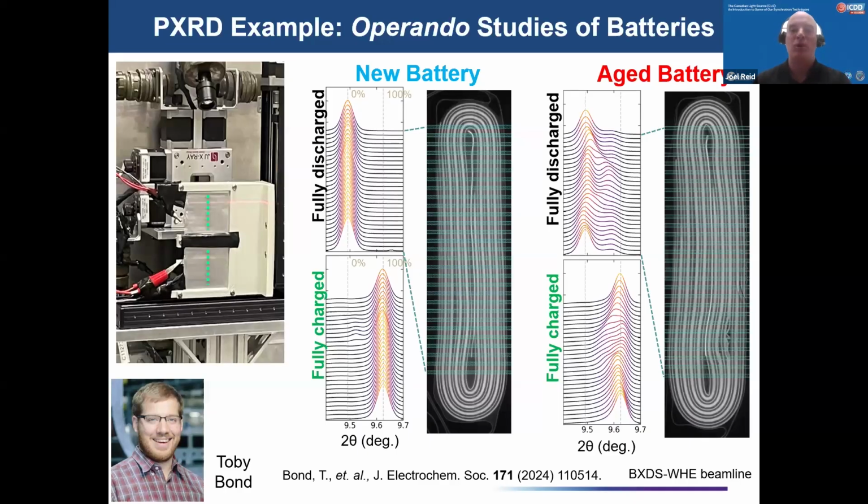This is some recent work led by my industrial colleague, Toby Bond, who also completed his PhD with Jeff Dahn at Dalhousie last year. And these are single peaks from a series of locations in the cathode of a new battery on the left and an aged battery on the right. And the peaks from each location line up really well in the new battery for both the fully charged and fully discharged states. But there's major discrepancies between the locations in the aged battery.